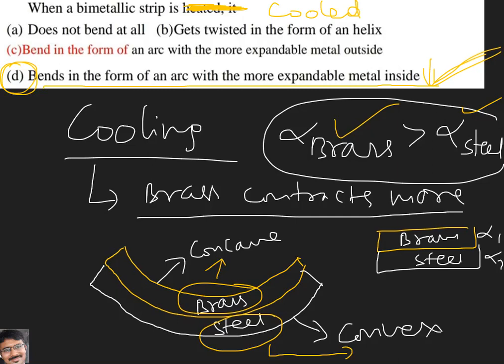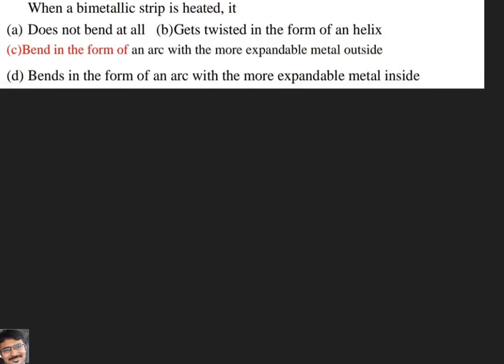I hope you are clear. According to this given question here, they said heated, so my answer is the third option: bends in the form of an arc with more expandable metal outside. Suppose cooled, then we have to say more expandable metal inside. I hope you are clear with this question now.